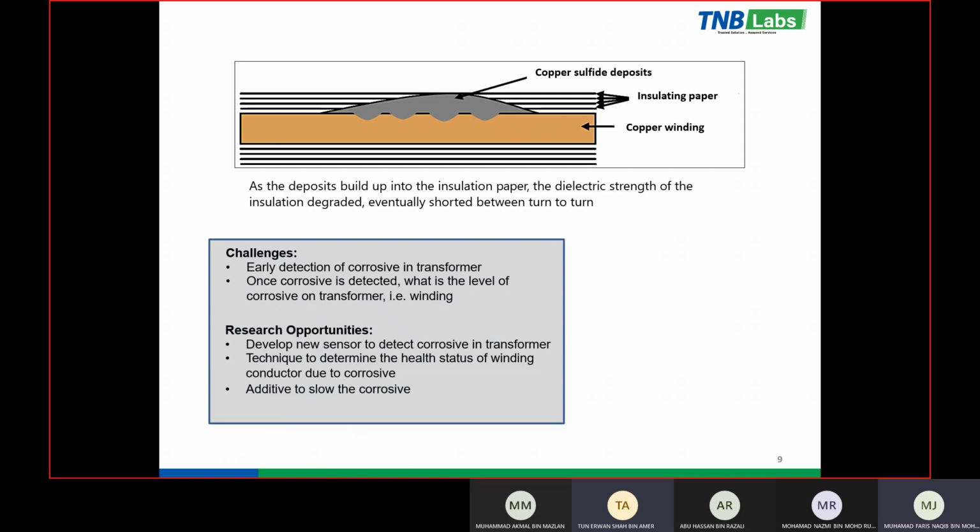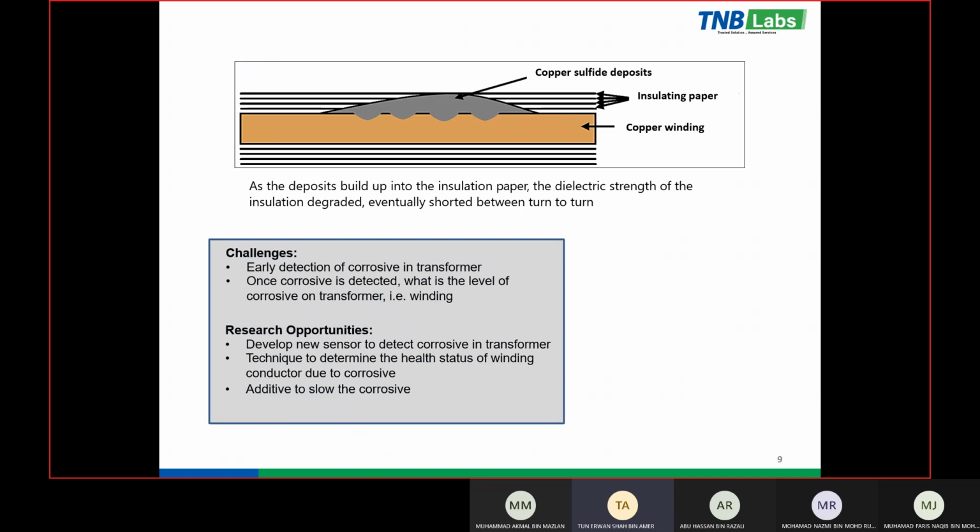Okay, from this figure, we can see that as the deposit builds up in the insulation paper, the dielectric strength of the insulation degrades, eventually shorting turn to turn. Okay, from this problem, what are the research opportunities that we can obtain from it?